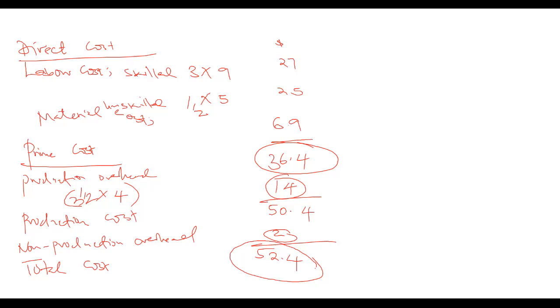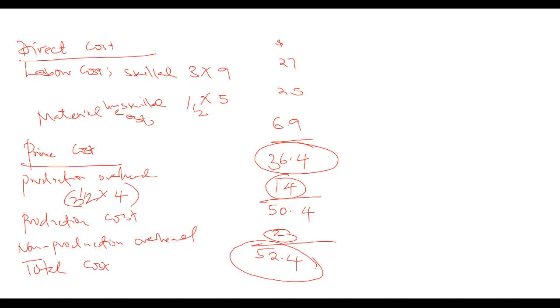Maybe can you explain what non-production overhead is? Non-production overheads are costs incurred that are not directly involved, let's say in this example, in the repairing or the service of this car. For example, this company may be having a cashier, isn't it?